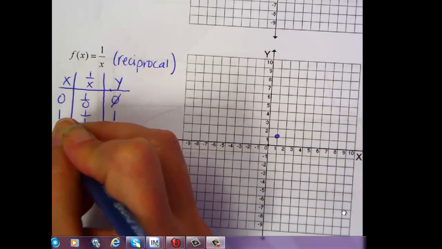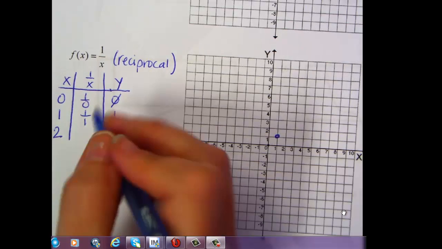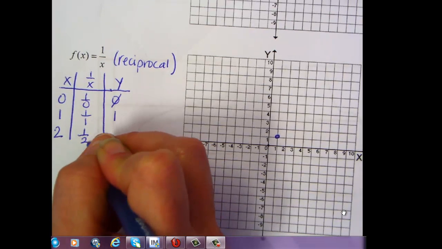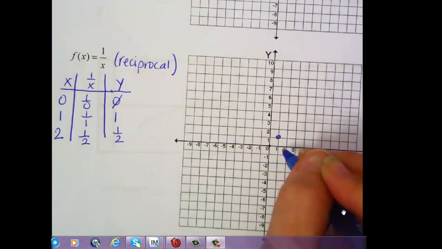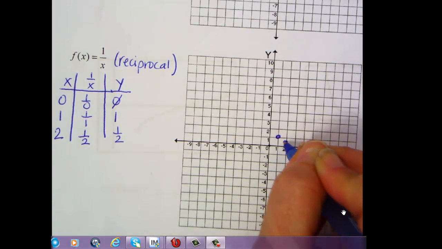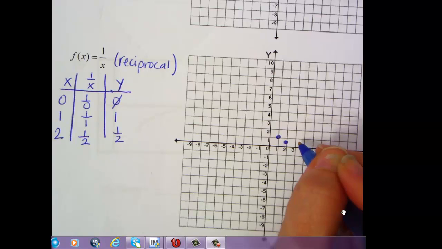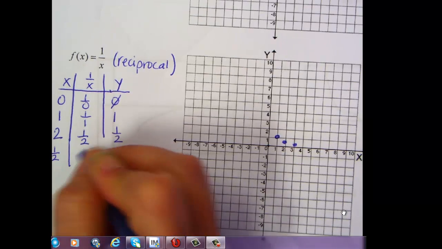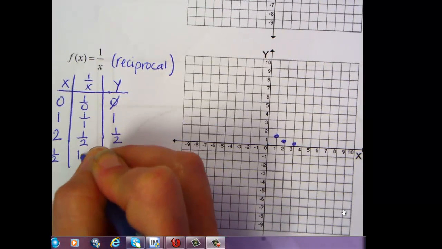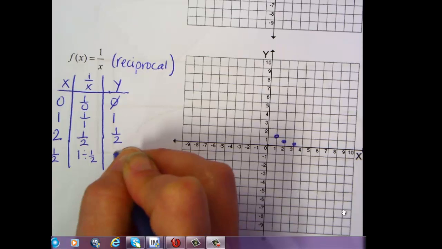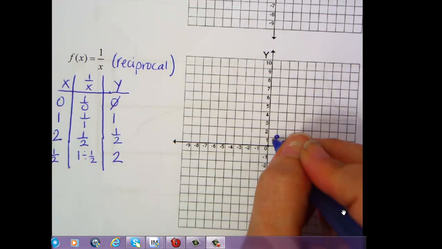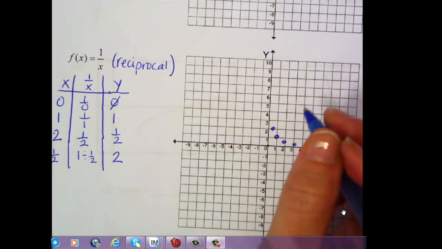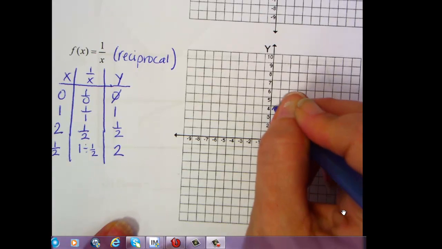If x is 2, well, the reciprocal of 2, 1 over 2, is just 1/2. So 2, 1/2. And you keep thinking reciprocals. If x is 3, y is 1/3. If x is 1/2, the reciprocal of 1/2, or 1 divided by 1/2, is 2. So if x is 1/2, y is 2. And you can start to see this curve in quadrant 1.